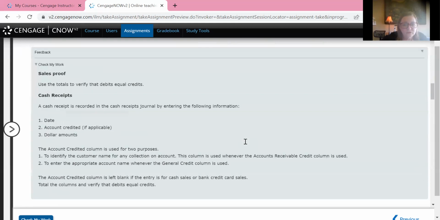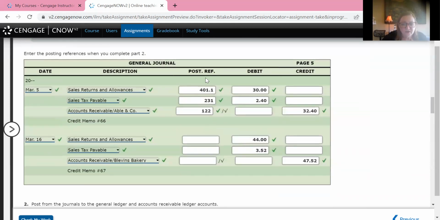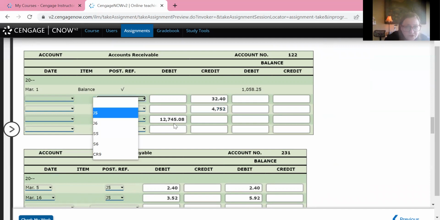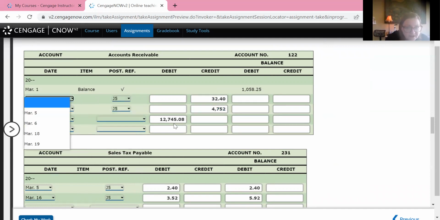Oh, the general journal. Okay, go back to it. And then these are account numbers we've just been posting to. You see that? And so we posted the sales returns and allowances and the sales tax payable. Now we're going to post the accounts receivable that relates to these. On the 5th, we had a credit of $32.40, and on the 16th of $47.52. Both of these are from the general journal. So we're going to put J5, journal page 5, and the date on the 5th and the 16th. And that is just to get all the journal entries posted.